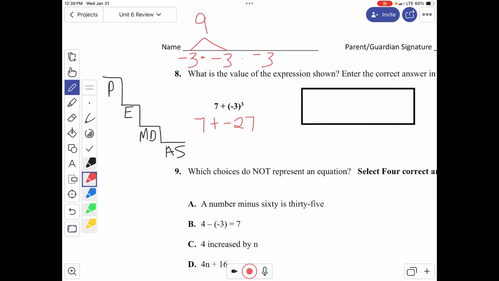So all that's left is adding and subtracting. And you can write it like that. So it's 7 minus 27. That leaves a -20. They have different signs. This one's positive. This one's negative, so you're really subtracting, and you take the sign of the larger number.